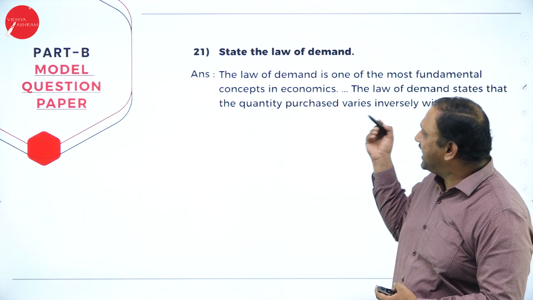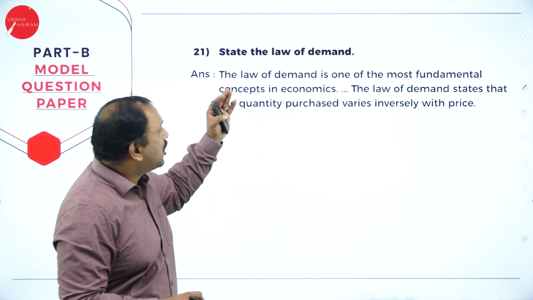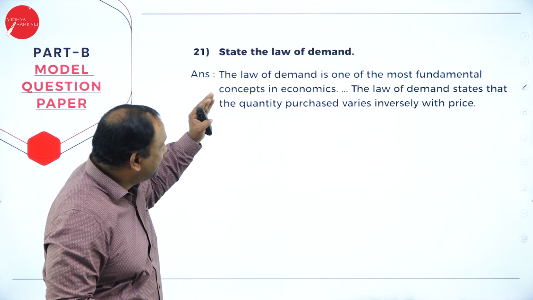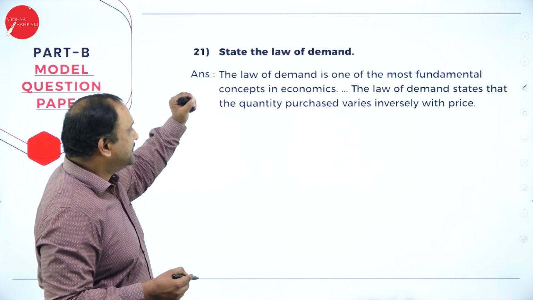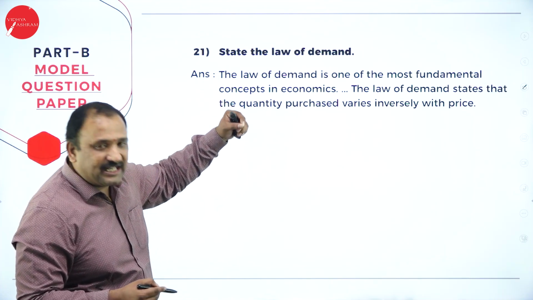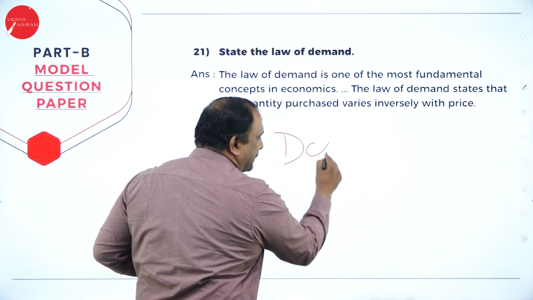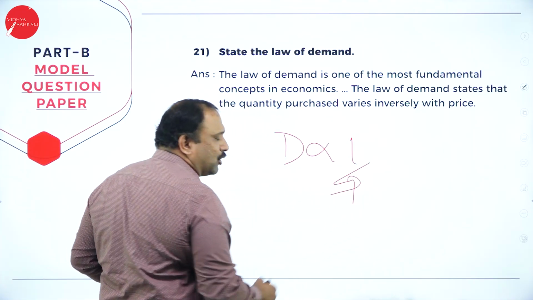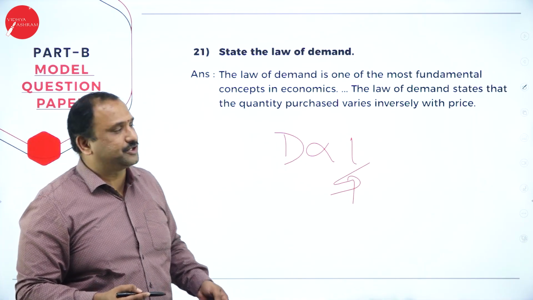Followed by state the law of demand. What is the law of demand all about? The law of demand is the most fundamental concept in economics. What does it say? The law of demand states that quantity purchased varies inversely with price. So price and demand are inversely proportional. So that's exactly where I would always try to bring into it. The price and demand factors are inversely proportional here.